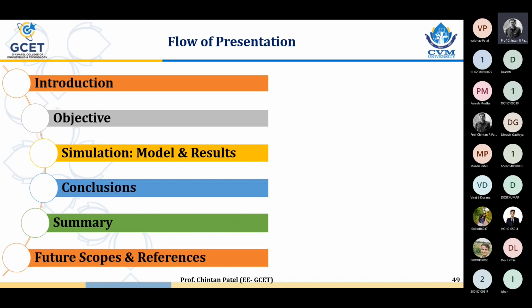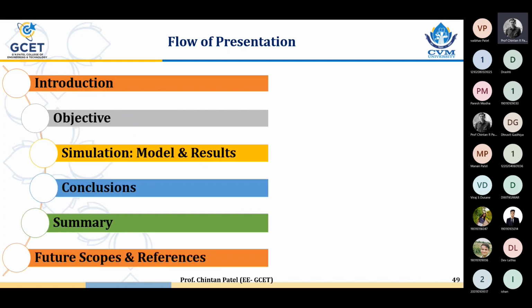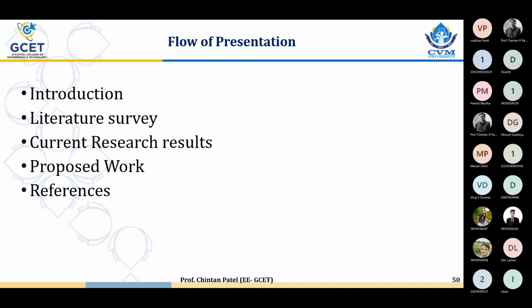So you can see all the same points: introduction, objective, simulation, conclusion, summary, future scope, and references. And clearly it is visible, this slide, though the last one is good, is far better compared to the last slide. All the contents are the same, the points are the same, I have just inserted smart art. Smart art is available in PowerPoint. Then this is the second example: introduction, literature survey, current research result, proposed work, and references. So this is the flow of content, or flow of presentation, or presentation outline. You can convert this using smart art like this.